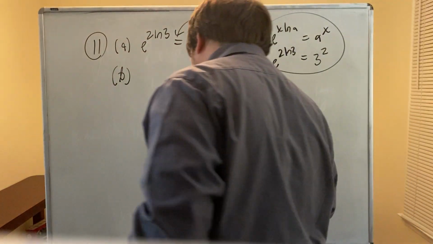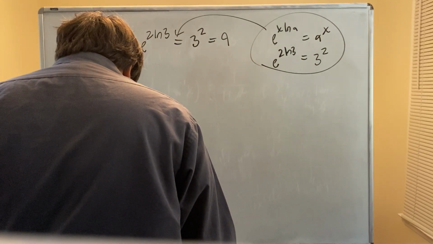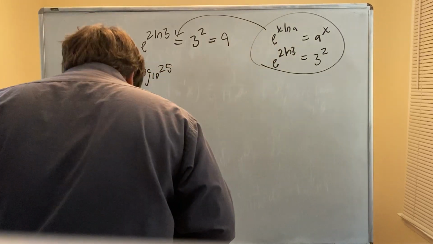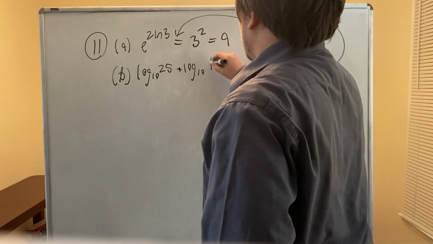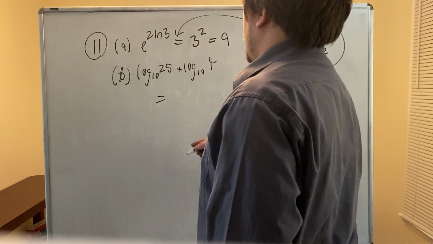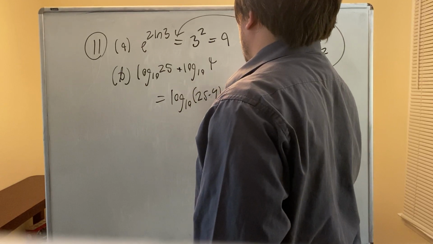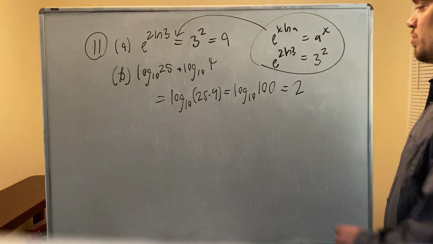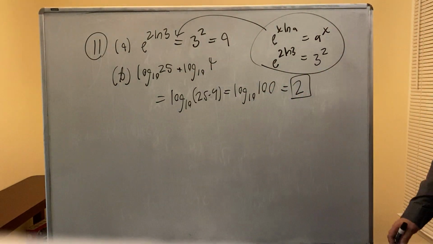Okay. For part B, you have log base 10 of 25 plus log base 10 of 4. So log base 10 of 25 plus log base 10 of 4 is log base 10 of 25 times 4, which is log base 10 of 100, which is 2, because 10 squared is 100. So that equals 2.